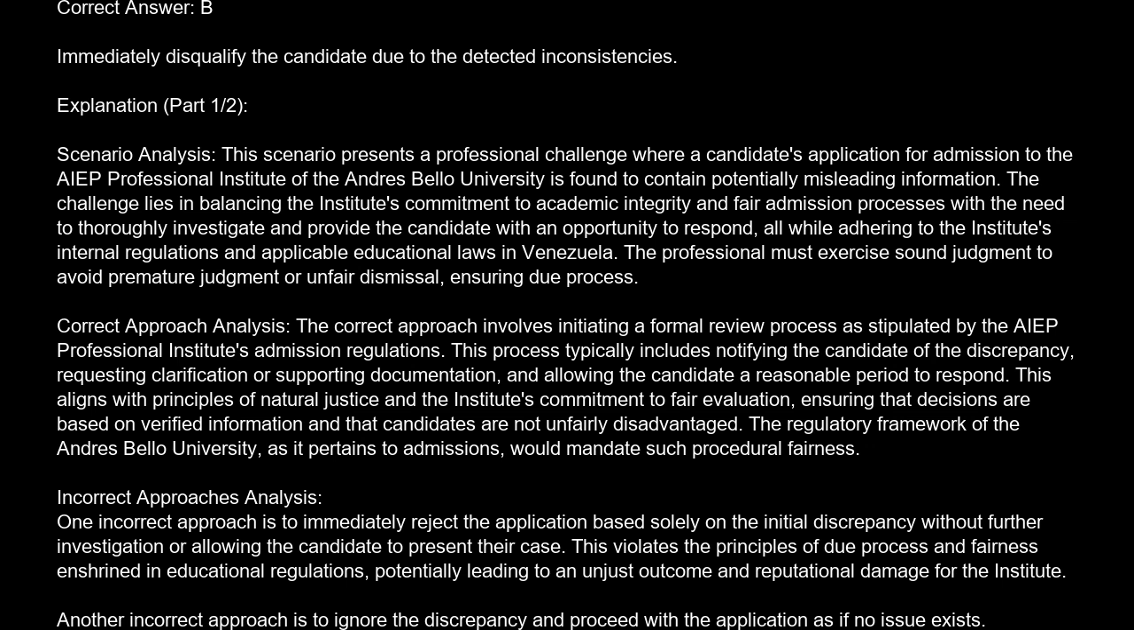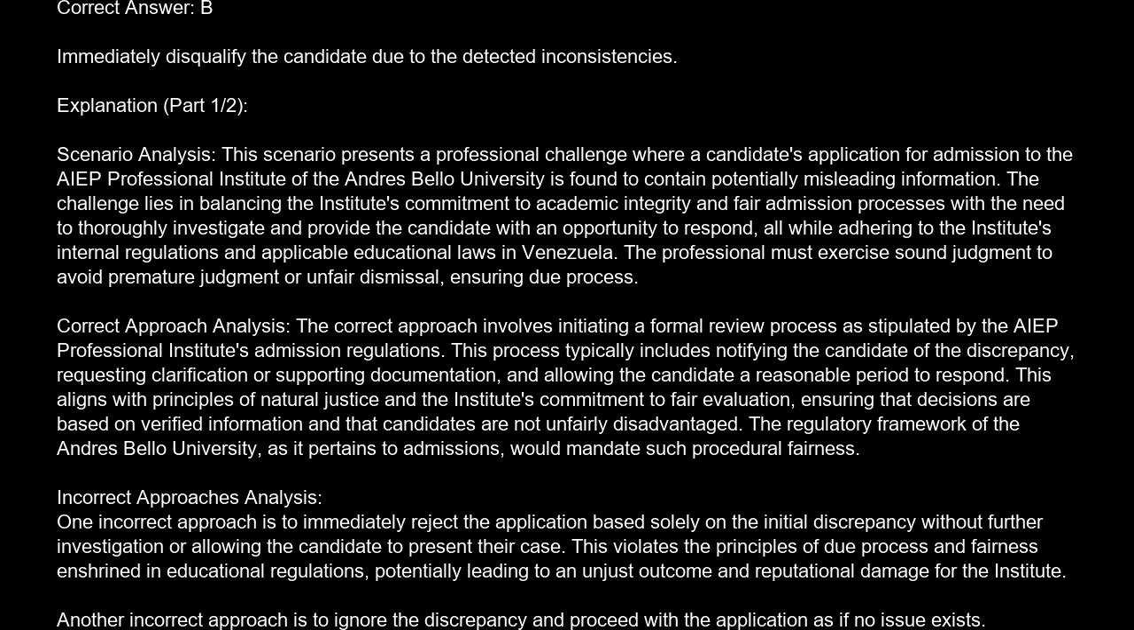Explanation. Scenario analysis. This scenario presents a professional challenge where a candidate's application for admission to the AIEP Professional Institute of the Bello University is found to contain potentially misleading information. The challenge lies in balancing the institute's commitment to academic integrity and fair admission processes with the need to thoroughly investigate and provide the candidate with an opportunity to respond, all while adhering to the institute's internal regulations and applicable educational laws in Venezuela. The professional must exercise sound judgment to avoid premature judgment or unfair dismissal, ensuring due process.